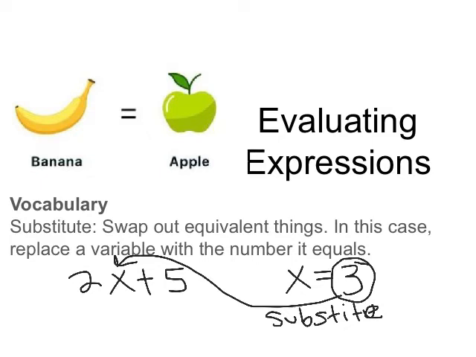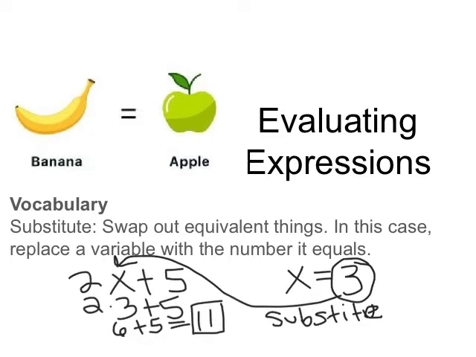So if x is 3, then you would have 2 times 3 plus 5. Well, 2 times 3 is 6 plus 5. So this is a combination of a lot of things we've been working on recently, like order of operations. So then you would get 11 to be your answer. Let's do some more practice.